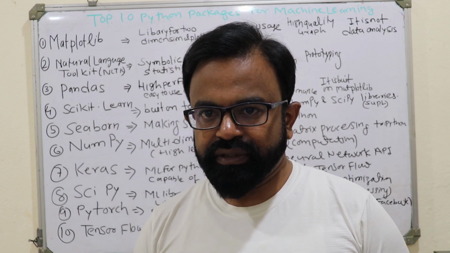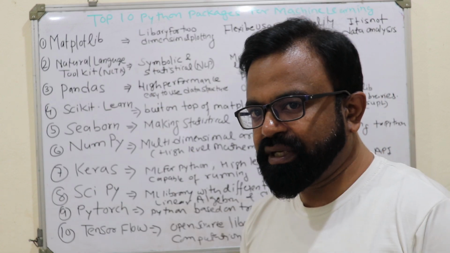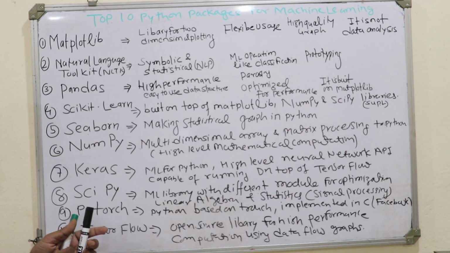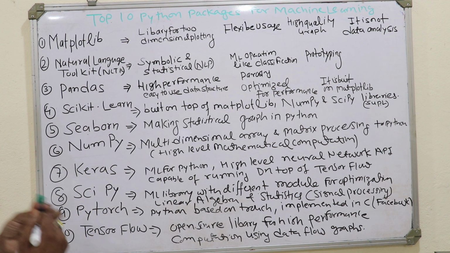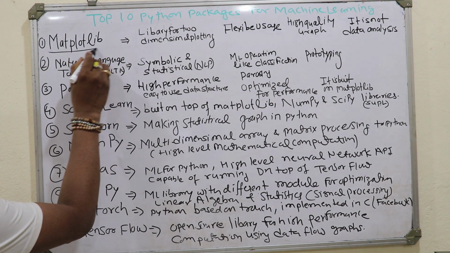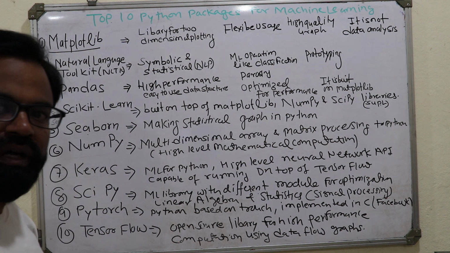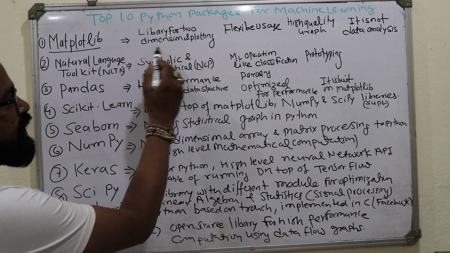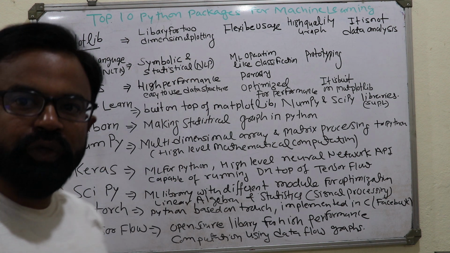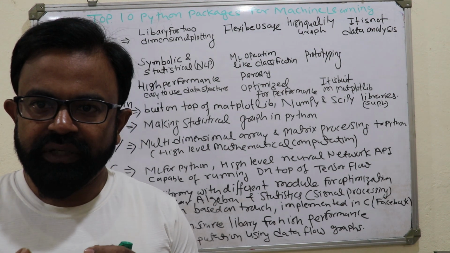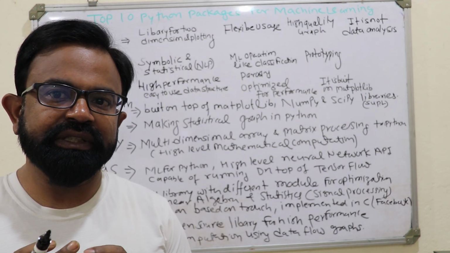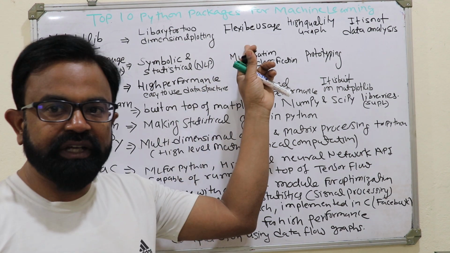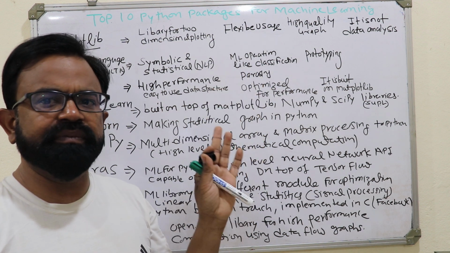So now begins the top 10 packages which are used in machine learning. Here you can see that the first one is matplotlib. Matplotlib is a library for plotting two-dimensional plots. If you want to plot a two-dimensional plot in your machine learning problem sets, you can use the matplotlib package. It is very flexible.